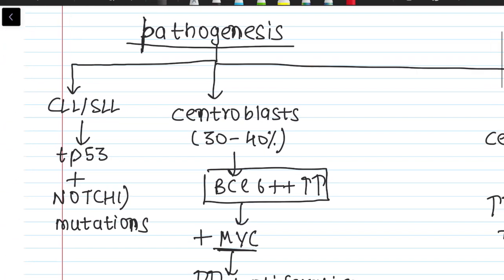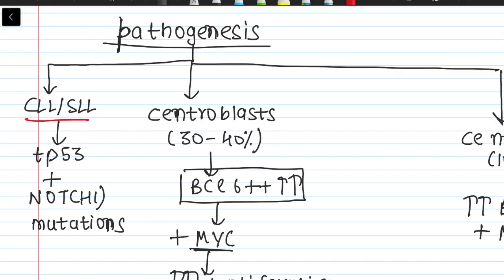So when we go to the pathogenesis of DLBCL, in a case of chronic lymphocytic leukemia or small lymphocytic lymphoma, the mutated naive B cells accumulate even more mutations like TP53 or Notch1 mutations. Notch1 is a transcription factor required for the differentiation of the blast precursors. But if it is mutated, it helps the cell stay in an undifferentiated state.